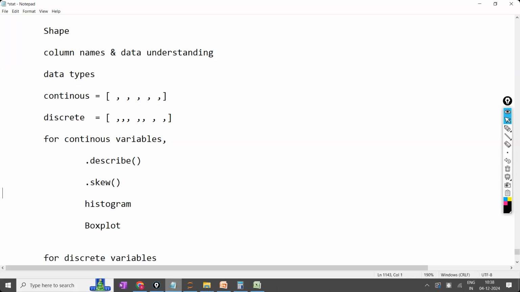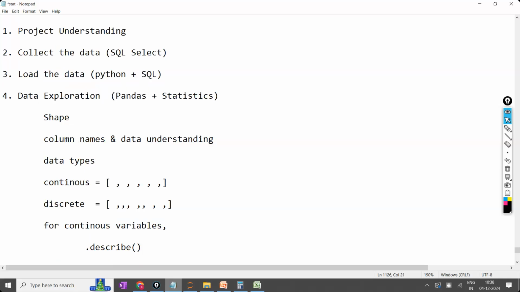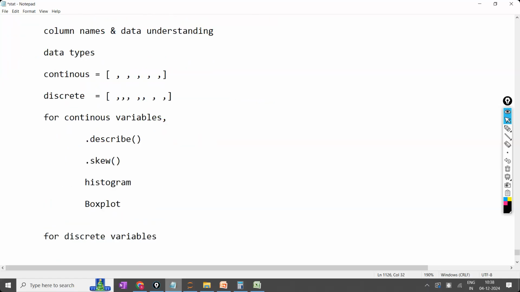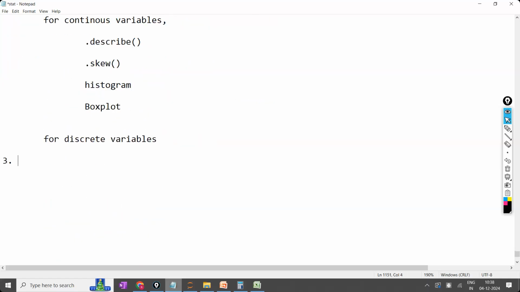right? So describe function, skewness values, histogram, and box plot. What observations are you making on the given data? The given data is called raw data. Data exploration should be done on the raw data. Data analysis has to be done on the clean data. Exploration will be done on the raw data, the original data. Explore means we are going to dig into it. After digging into the data, now we are going to do the data cleaning.